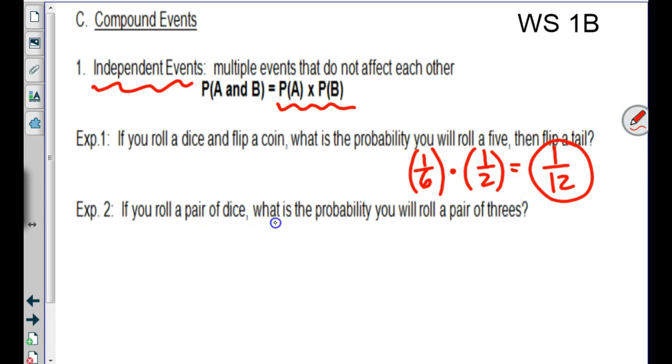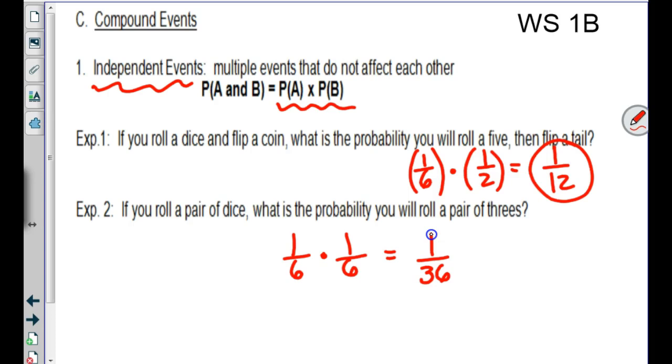If you roll a pair of dice, what is the probability you will roll a pair of 3s? The first die has a chance of getting a 3 of 1 out of 6. The second die, the chance of getting a 3 is 1 out of 6. So if you multiply them, you get 1 out of 36, because what one die lands does not affect the other die. Okay.